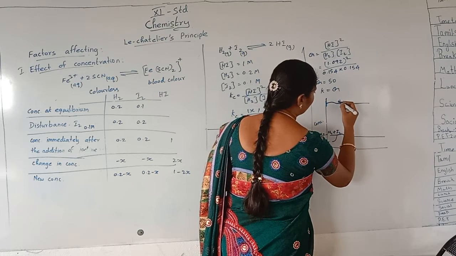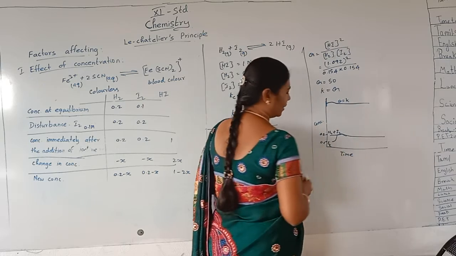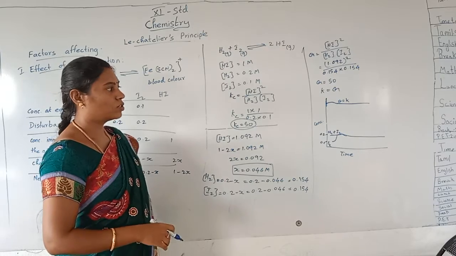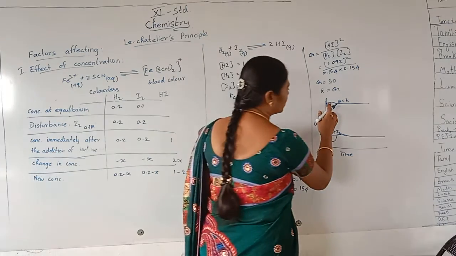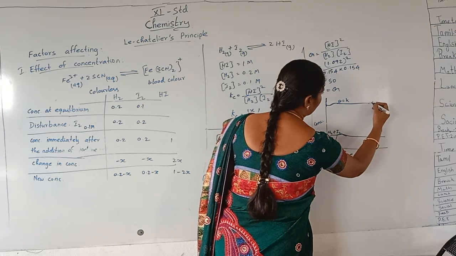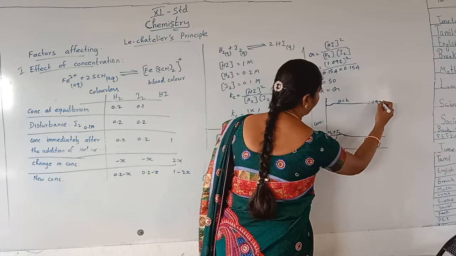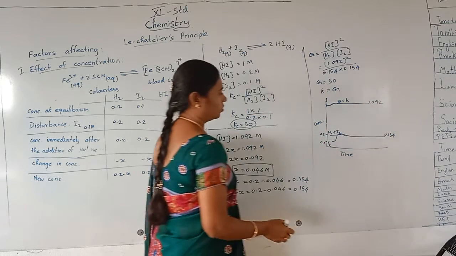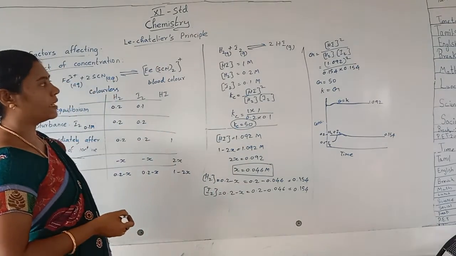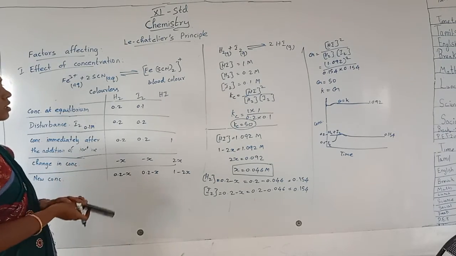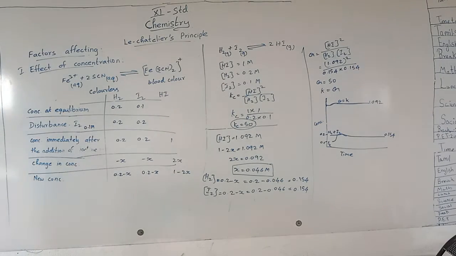So Q is equal to K, the equilibrium reaction. In this reaction, the range is 1.092, then this range is 0.154. So this is the equilibrium reaction. So the effect of concentration is the formation of hydrogen iodide.